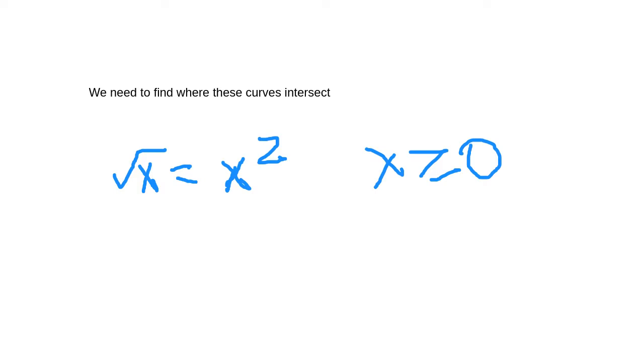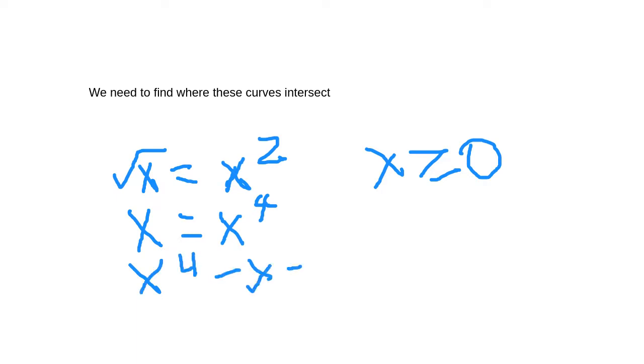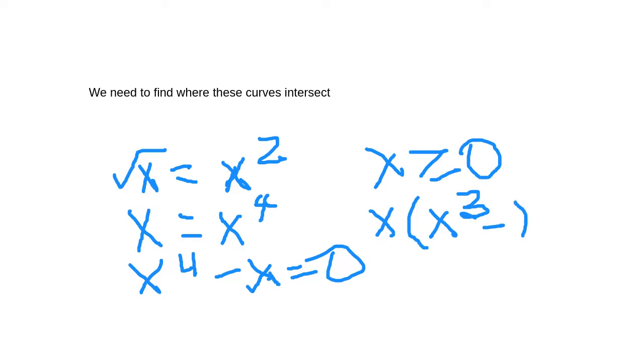So what I would do then is square both sides. When I square this side, I get x. When I square x squared, I get x to the 4th. But I still need to solve this. So this means that x to the 4th minus x is equal to 0. Now, the way to solve that is to factor. So we set x times x cubed minus 1 is equal to 0.